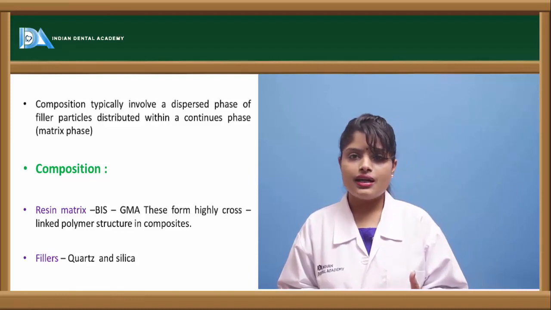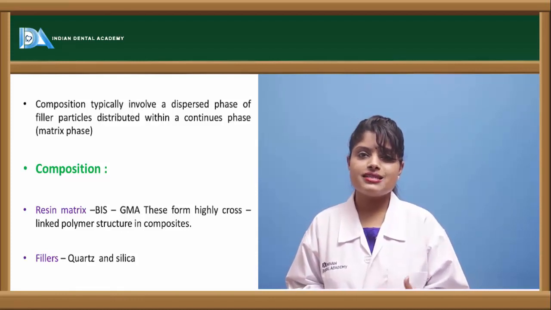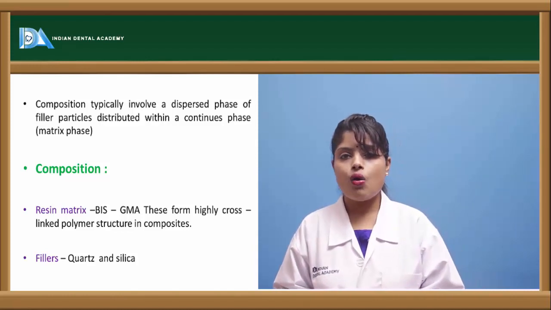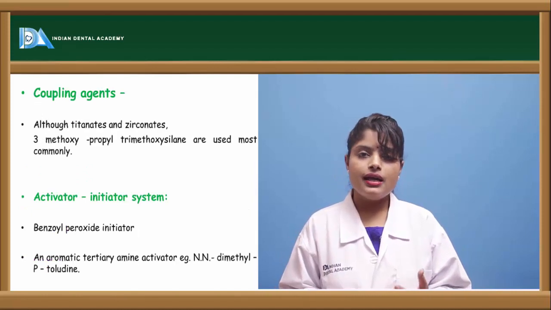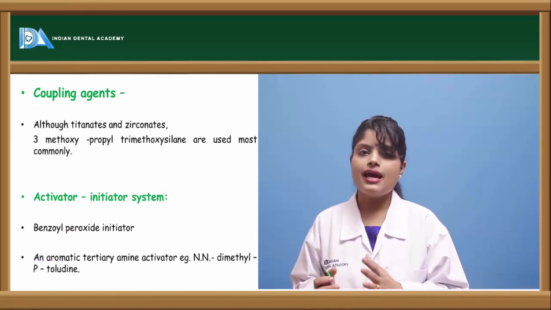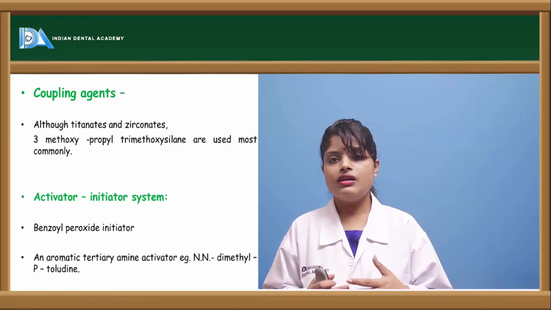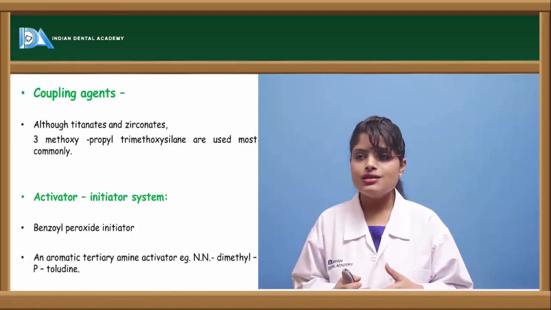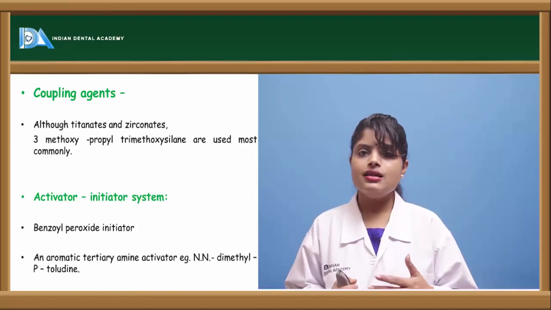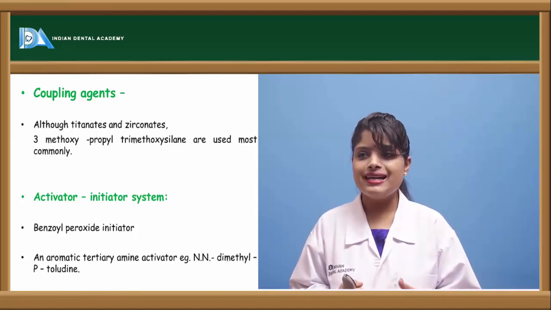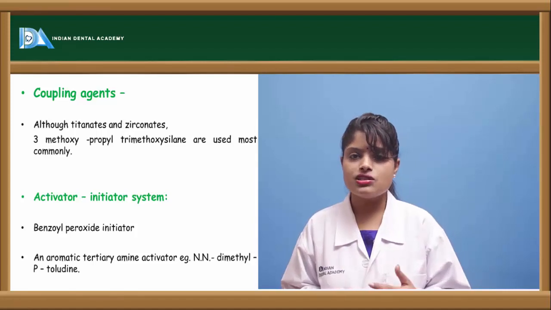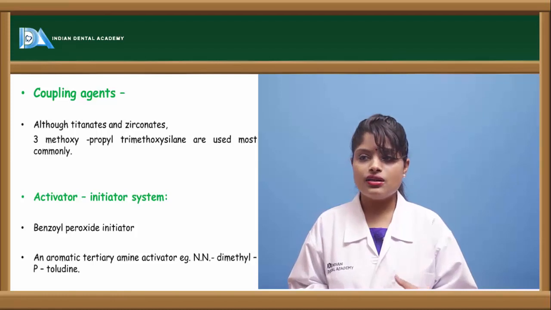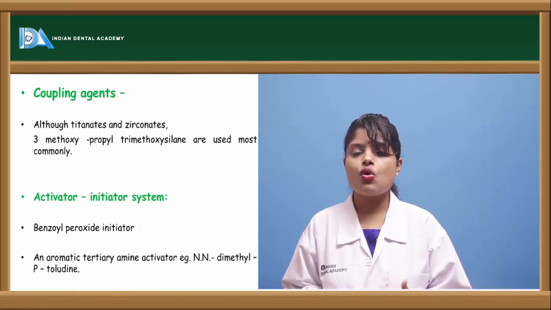The composition contains the resin matrix, which is bis-glycidyl methacrylate, and filler particles like quartz, silica, etc. Then it contains the coupling agent, which helps in covalent bonding of the filler particles to the matrix. Generally, they can be zirconates or titanates, but recently certain materials like silanes, trimethoxysilane, are added as a coupling agent. Then there is an initiator or activator system like benzoyl peroxide.